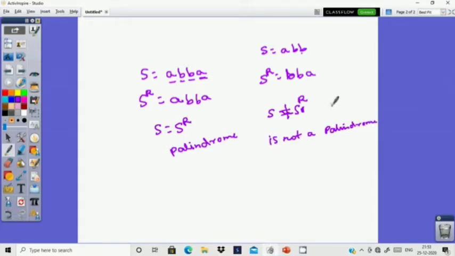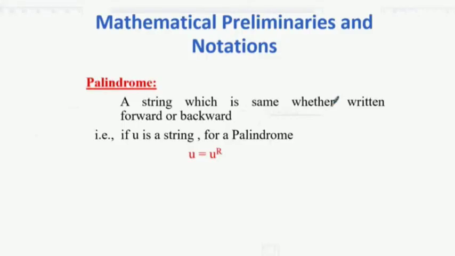Okay, so if the string is equal to the reverse of the string, then we can say it is called a palindrome. We'll go to the next one.